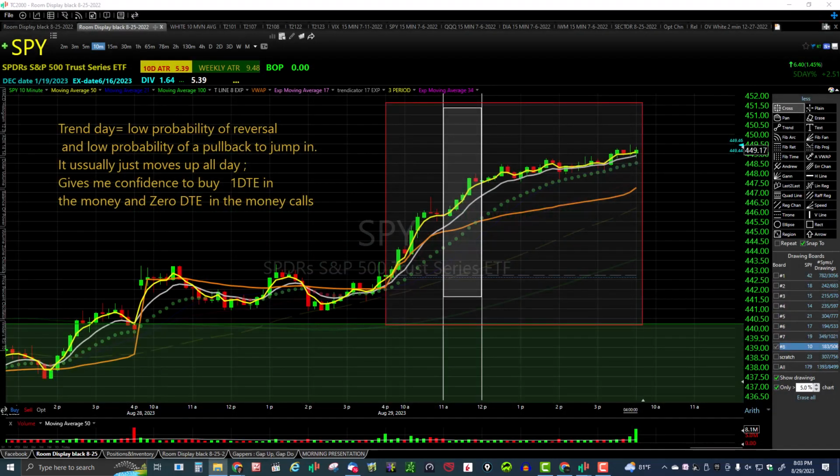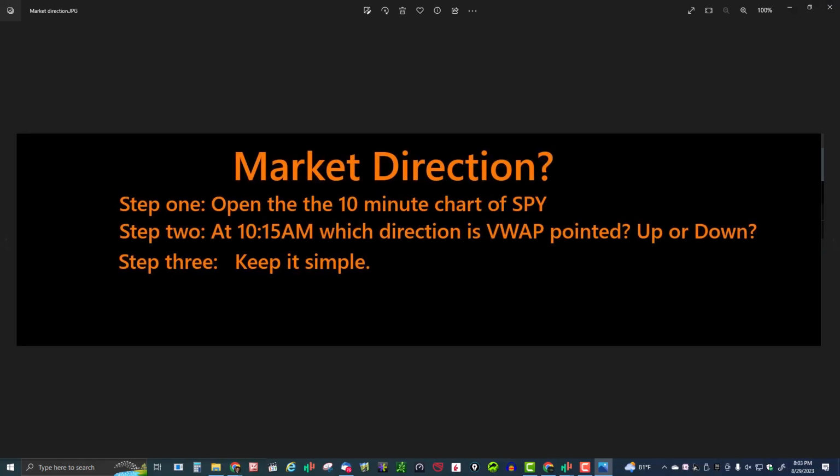All right. Market direction. How do you determine market direction? Step 1, I open up my 10-minute chart of the SPY. Step 2, at 10:15, which direction is VWAP pointed, up or down? Step 3, just keep it simple. It's either pointed up or it's pointed down. And that'll give you the direction probably for the majority of the day.